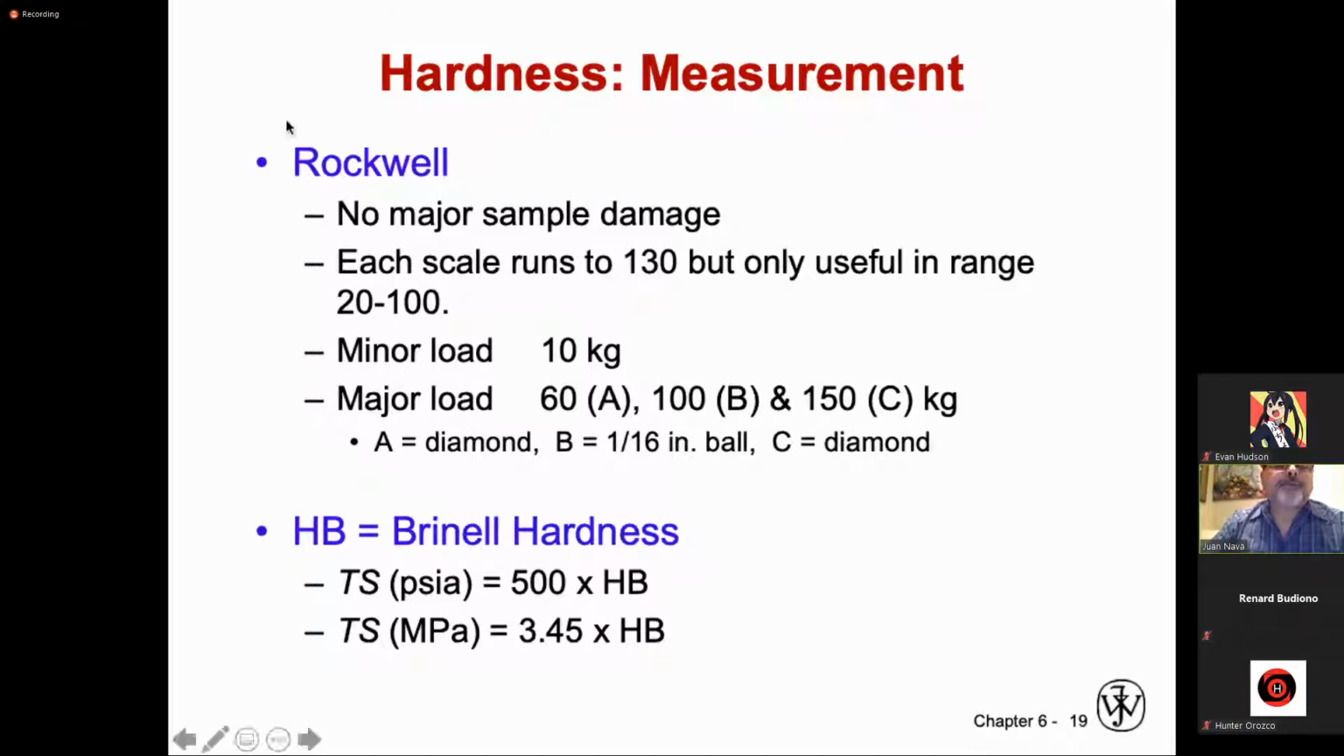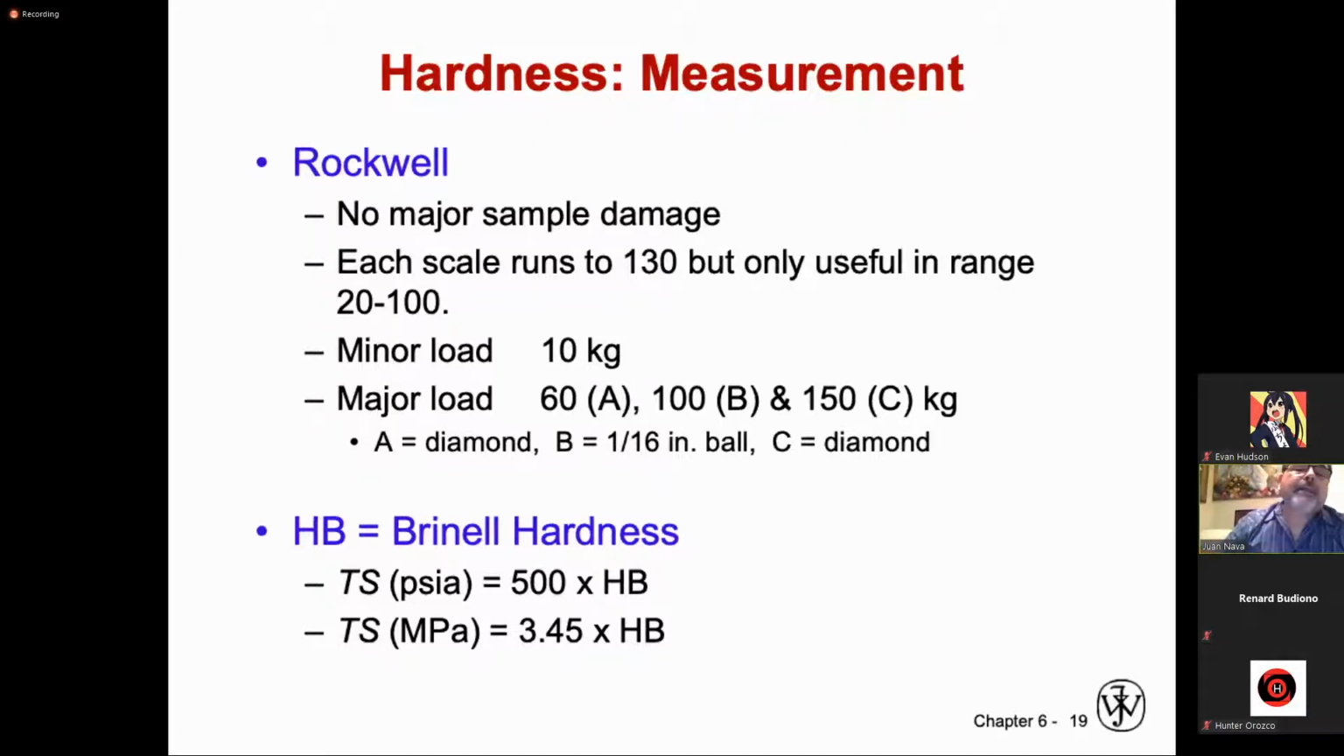In the Rockwell hardness testing procedure, you have different choices of indenters, all of them identified by letters, from A all the way to F. In the material selections that we have for structural applications, the most common scales will be the B and the C. And the beauty of the Rockwell hardness testing is that the American Society for Testing and Materials allows you to translate the Rockwell into the Brinell hardness, which is another scale, and the Brinell hardness can automatically be transformed into the ultimate tensile strength.